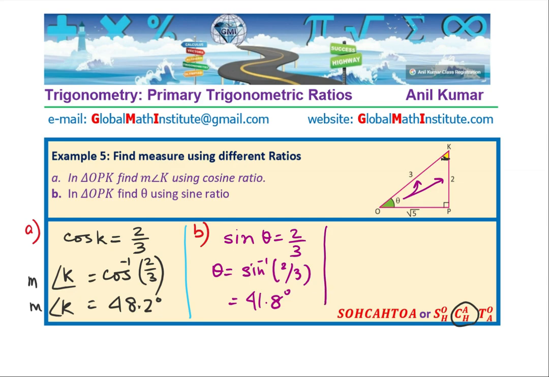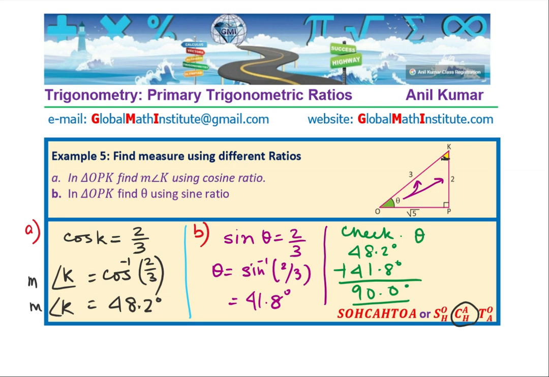Now, can you check whether these are correct answers or not? So how do you check this? This is also important. Let us check. So add them. What is 48.2 degrees plus 41.8 degrees? Let's add them. 0.2 plus 0.8 is 1, so 0 and carry 1, and we get 90 degrees. Do you see that? So that is correct.